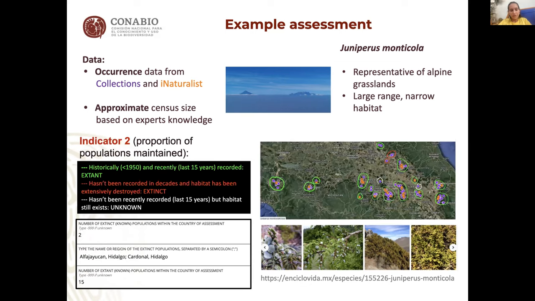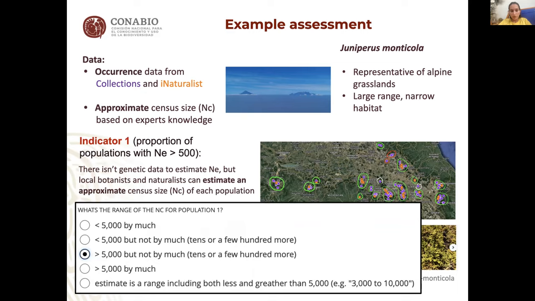So what we are doing first, for indicator two, which is the proportion of populations maintained, is to check which populations have been historically recorded and have been seen recently, in the last 15 years. We record these populations as currently existing, and you can see them in green. For populations that haven't been recorded in the area in decades and where the local habitat has been destroyed, based on satellite images which you can see on Google Earth, for example, we record these populations as probably extinct. For populations where we have records but that haven't been seen, but where the habitat seems to still be there, we just record these populations as unknown. So based on this, for the Juniperus monticola example, we have 2 extinct populations and 15 extant populations.